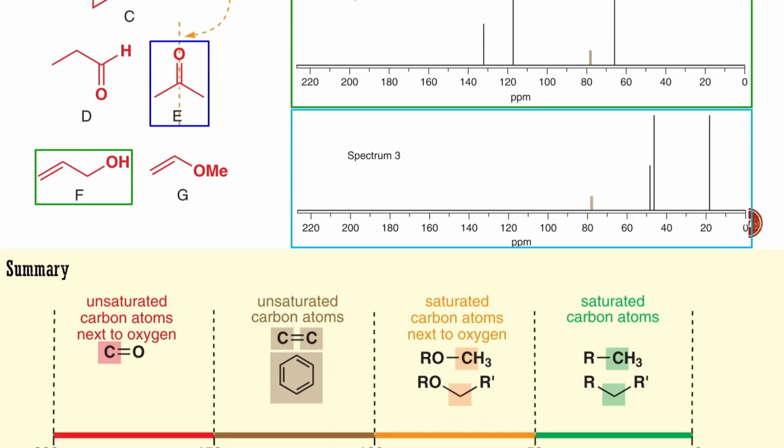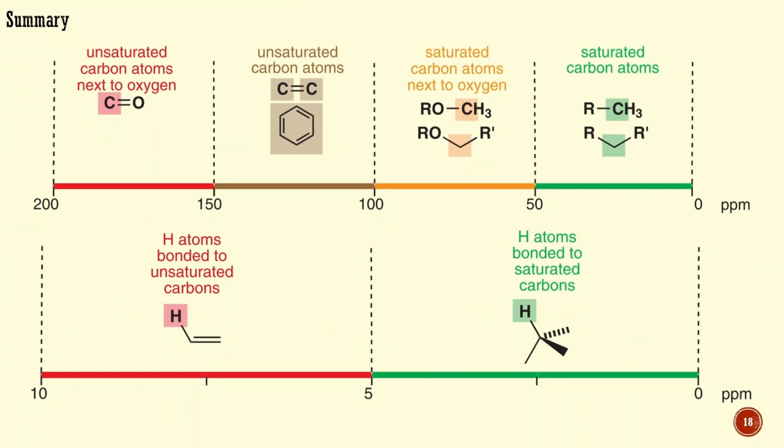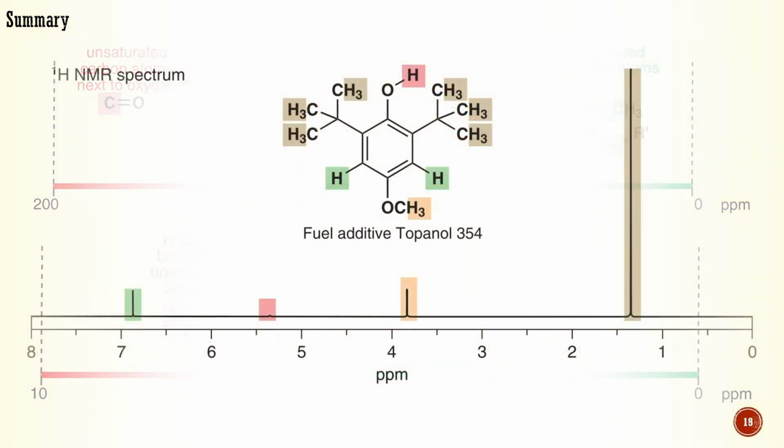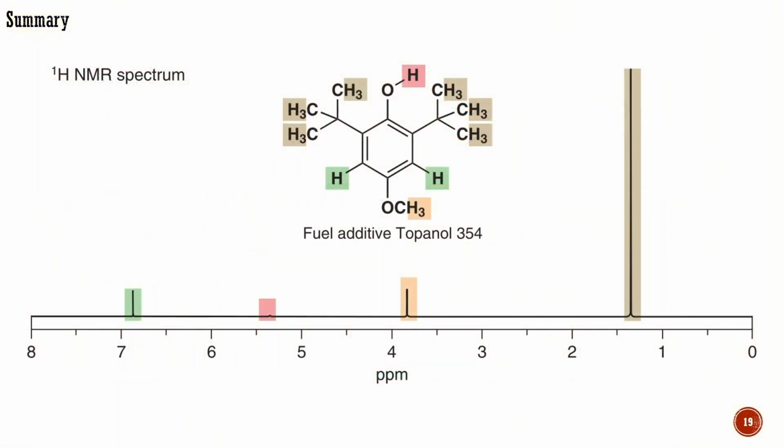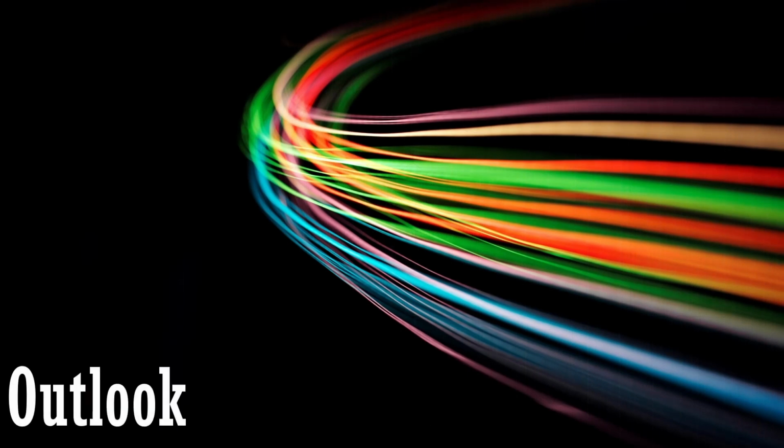To summarize, in this lecture, we learned about the regions where typical functional groups appear in carbon and proton NMR spectra. Using specific examples, you saw how this information can be used for the determination of the structure of organic molecules. The following lecture will introduce the basic principles of infrared spectroscopy and its use in identifying common functional groups in organic compounds. Thank you for your attention.